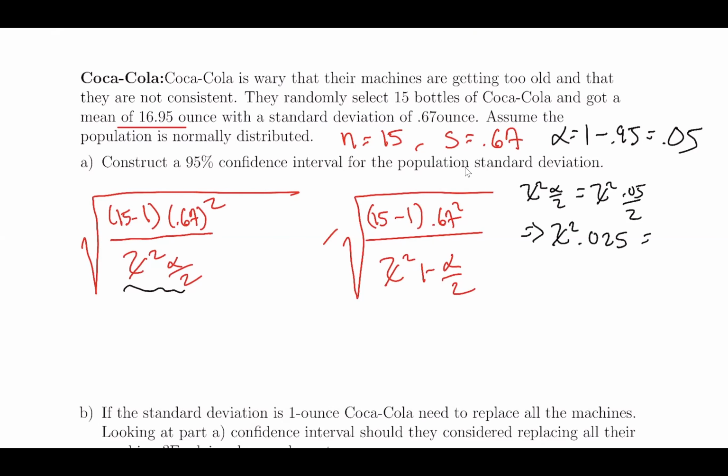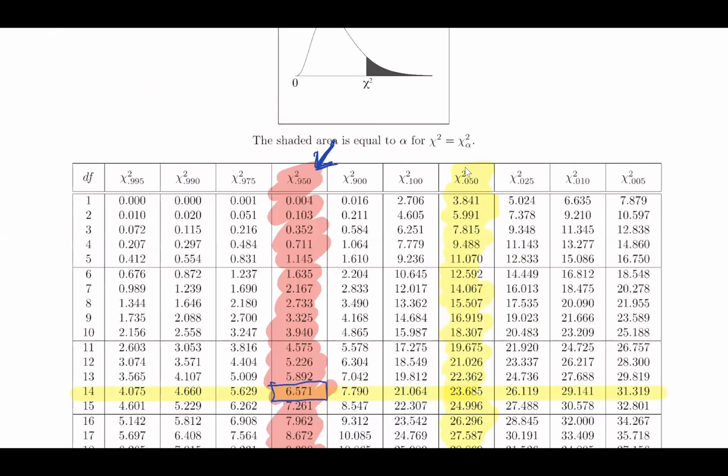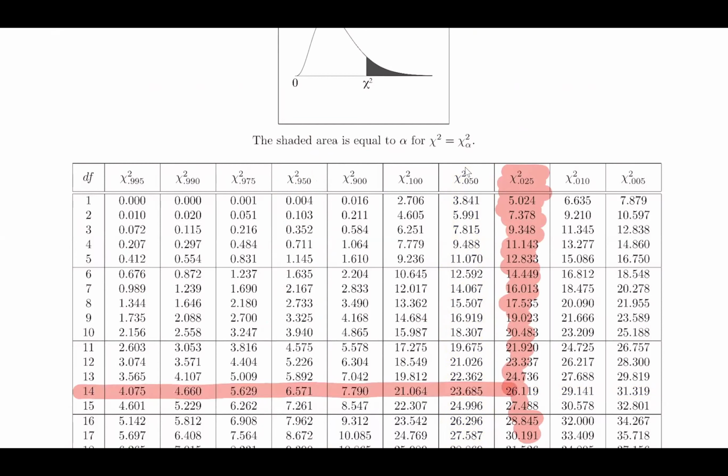All right, now I'm going to look for this on the chi-square table. We're looking for 0.025 and for degrees of freedom, which should be 14. Degrees of freedom 14 is right over here. The value that we get is 26.119. So that's going to be our chi-square of alpha divided by 2: 26.119. Any question in regard to 26.119 or how we found it?